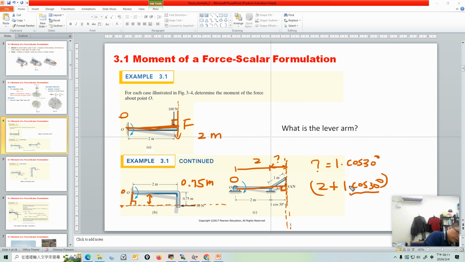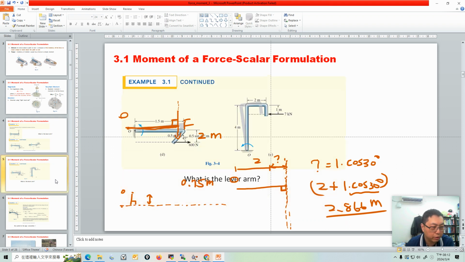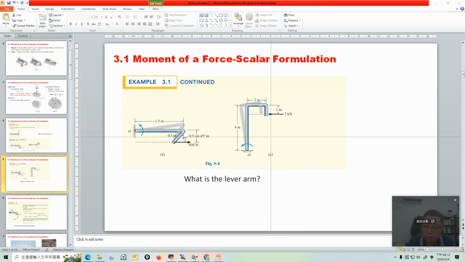So what's the value of 1 times cosine 30 degrees? It's 0.866, plus 2, so it's 2.866 m. So that's a very simple first example. I just want you to practice finding a lever arm. Okay, next slide. For this slide, it's a little more complicated.